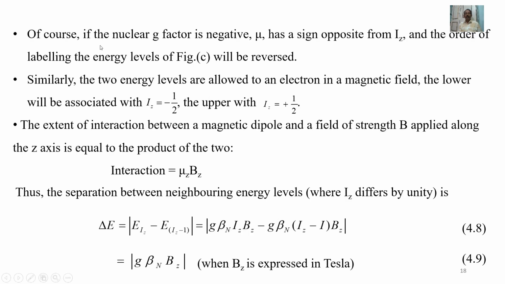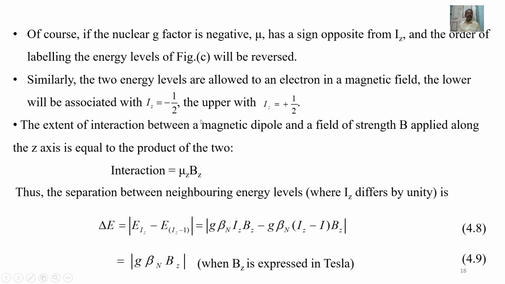Of course, if a nuclear capital G factor is negative, mu has a sign opposite from Iz, and the order of labeling the energy levels of figure C will be reversed. Similarly, two energy levels are allowed for an electron in a magnetic field. The lower will be associated with Iz equal to -1/2, the upper with Iz equal to +1/2.